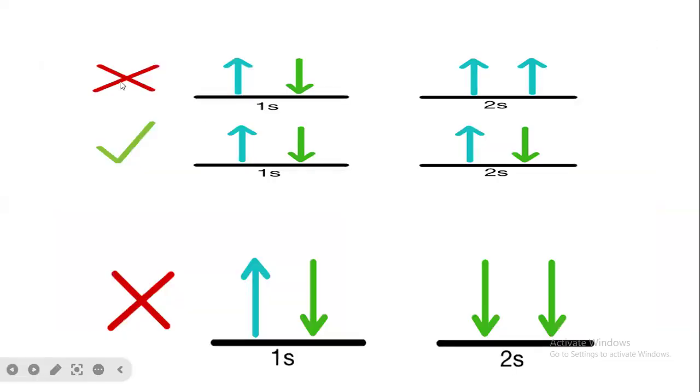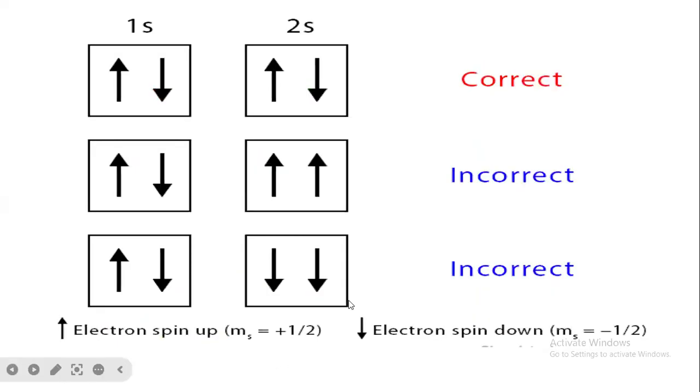In this diagram, the first is incorrect, the second is correct, and the third is also incorrect. In this diagram, the first is correct, the second is incorrect, and the third is incorrect.